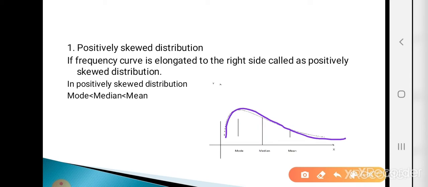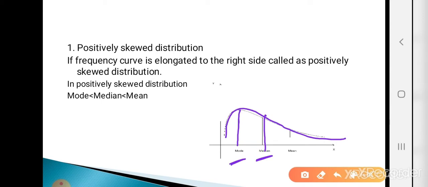Then what is the relationship between mean, median and mode in positively skewed distribution? What is median? Median is the middlemost observation. So here is the median value. What is the mode? Mode has two definitions. One is the most repeated observation or observations, and the second definition is the observation or observations having the maximum frequency. So here is the maximum peak, maximum frequency is here. So mode value is here.